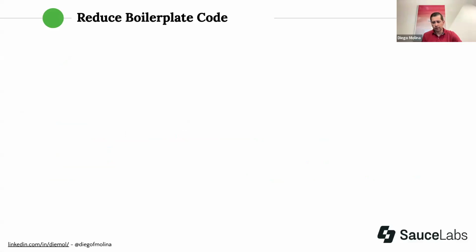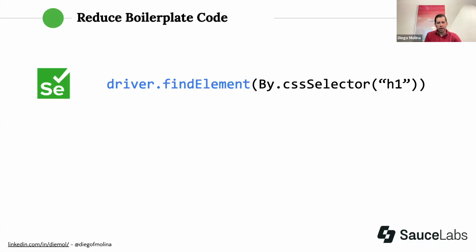Boilerplate code is one of the pitfalls that we have in automation. You write too much boilerplate code to get started to write actual tests. For example, in Selenium, if you want to find an element, this is what you would do, like a long line. But with Selenite, this is what you do. That's enough. You don't need to do more. You don't need to do less.